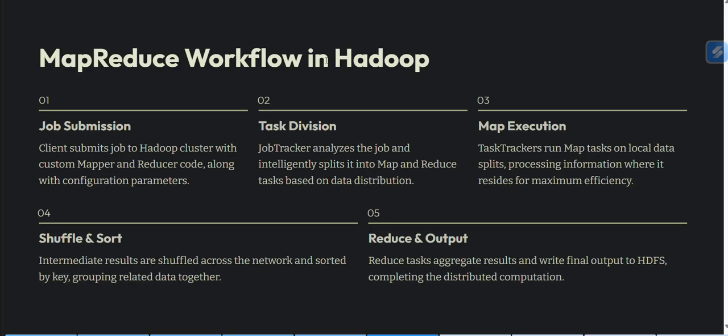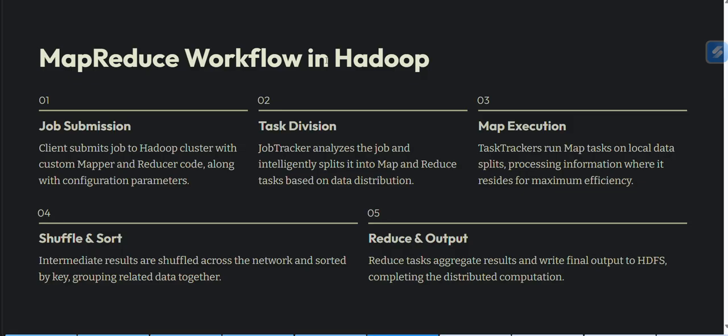Then comes the MapReduce workflow in Hadoop. The workflow starts when a user submits a job, specifying their mapper and reducer logic alongside the job config. Then the task division is done by the job tracker. The job tracker splits your job into many smaller map and reduce tasks according to the data's layout in HDFS. For the map task execution, task trackers execute map tasks on the local data to maximize efficiency.